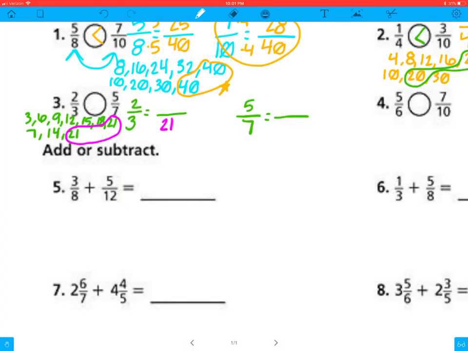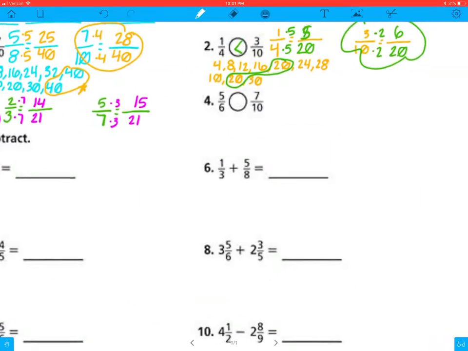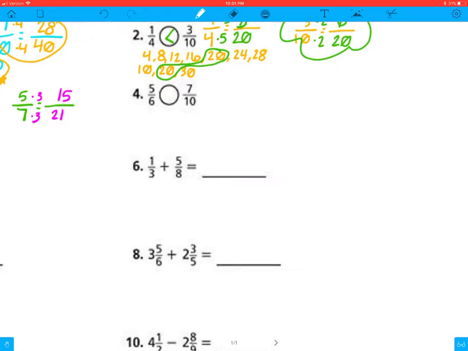It becomes my new denominator. I multiply the 3 by 7, so I do that to the 2, I get 14. I multiply the 7 by 3, I multiply the 5, I get 15. So 5/7 is greater than 2/3. Now 5/6 or 7/10. 5/6 is equal to something, and 7/10 is equal to something as well.